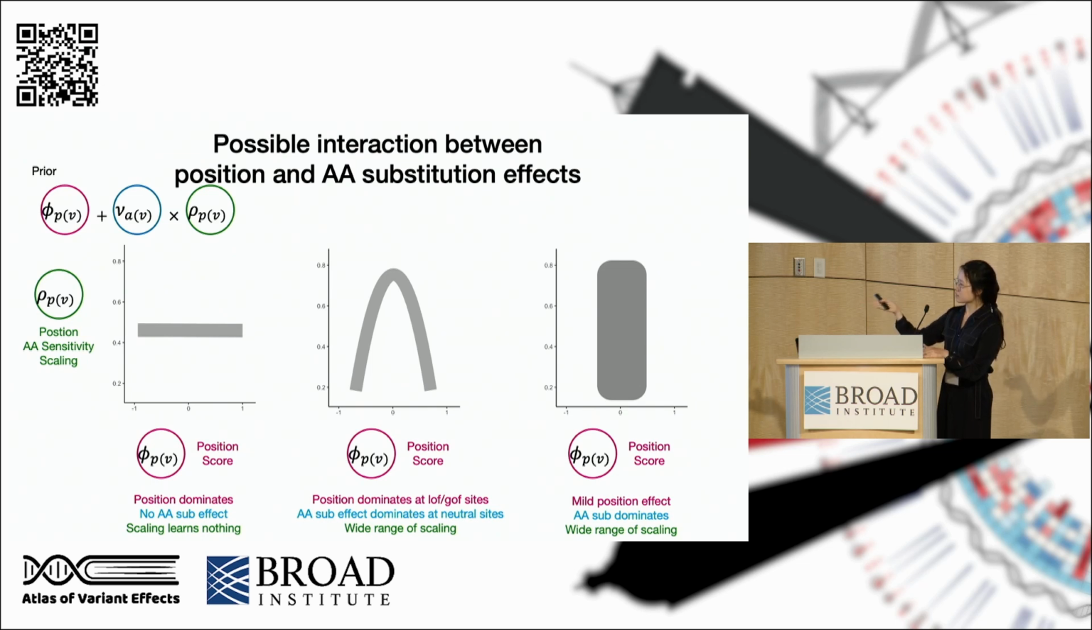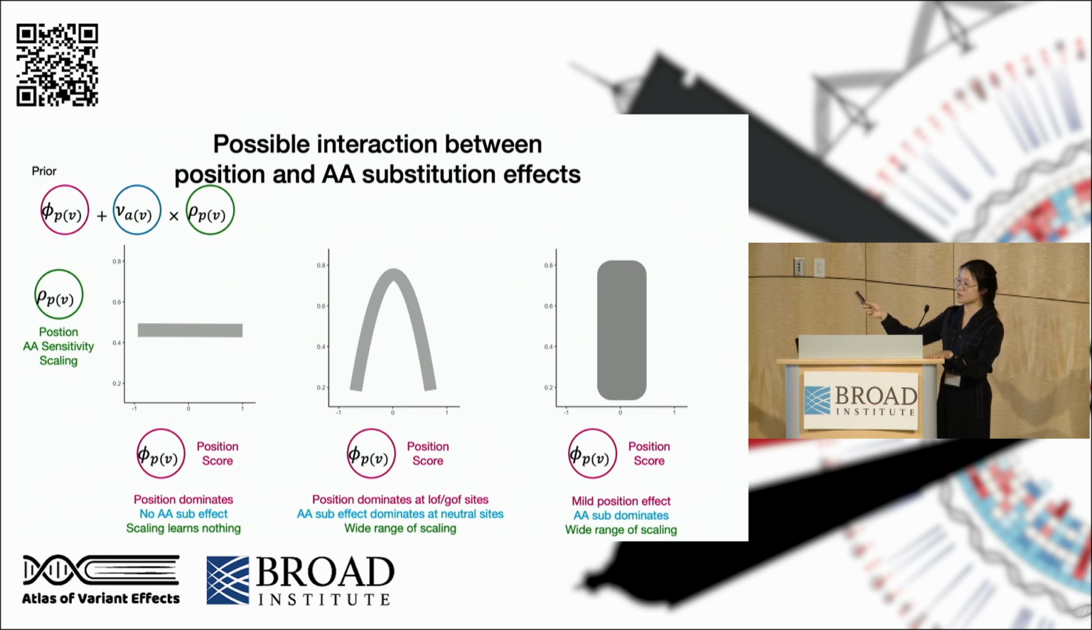the protein function. For example, we have the left-most one, where position dominates the effect and there's no amino acid substitution effect, so the scaling just stays around 0.5. And you will see a wide range of position scores. Or you can have the exact opposite, which has a mild position effect, but amino acid substitution dominates, as shown in the right-most figure. And you see a wide range of scaling.